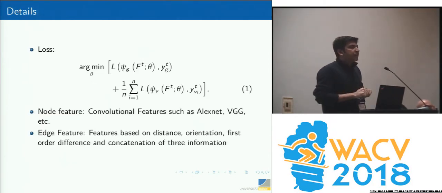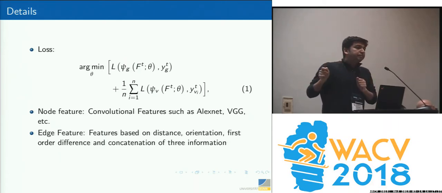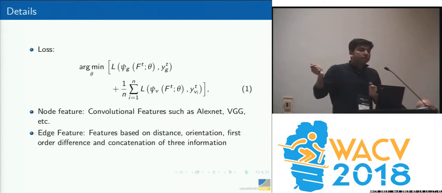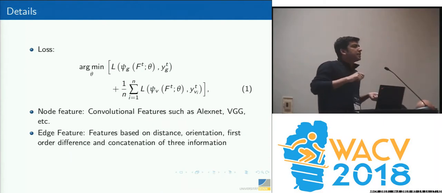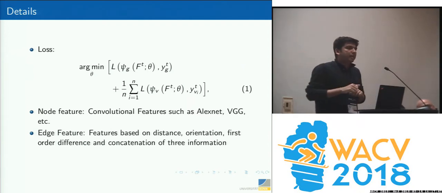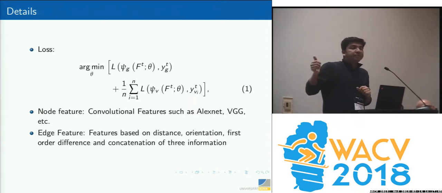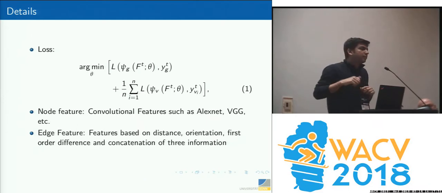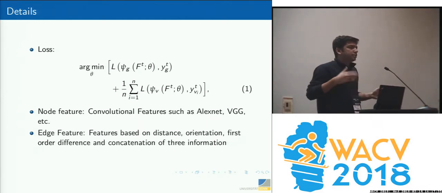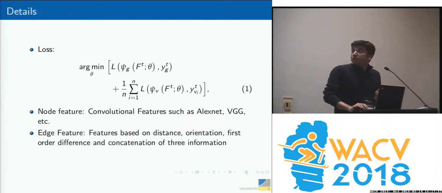For the whole training, we have used a cross entropy loss, given that both the group activity level as well as the individual level have to be taken into consideration. So that's a joint training. For the node features, we have used convolution features, and for the edge, we have just used distance combinations.